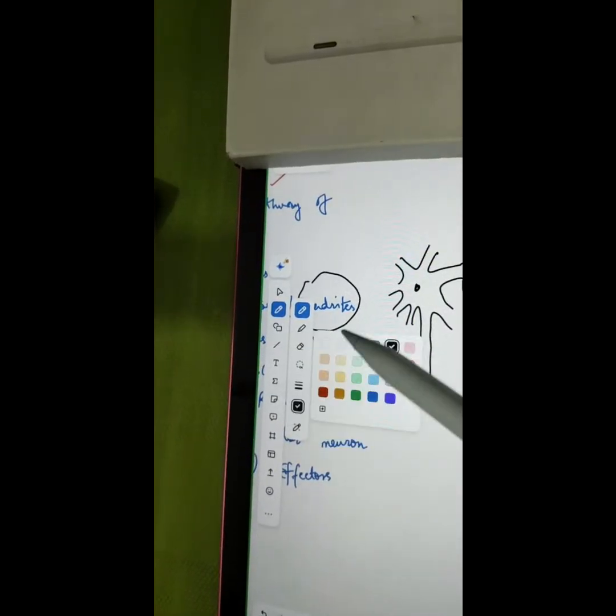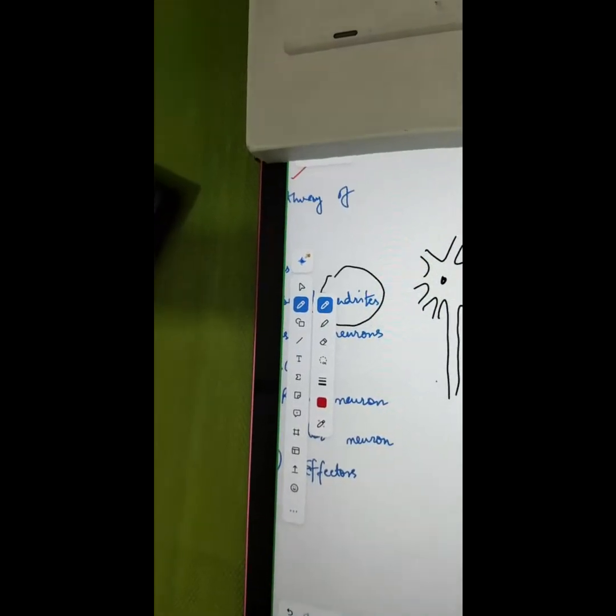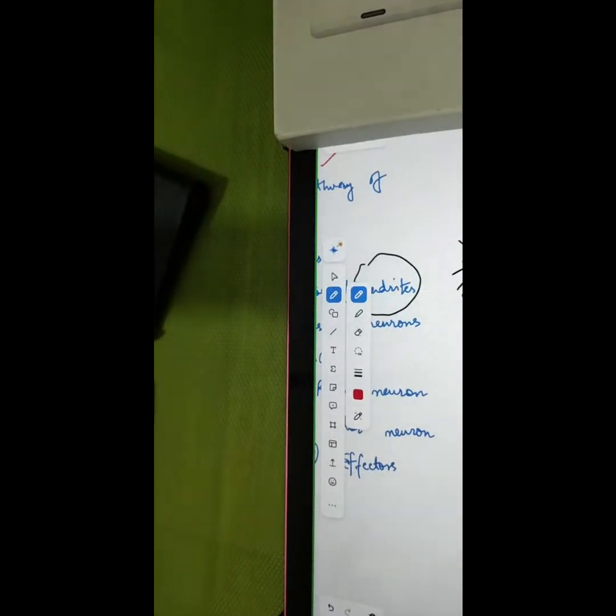As soon as the stimulus is perceived by the dendrites, an electrical impulse is generated.